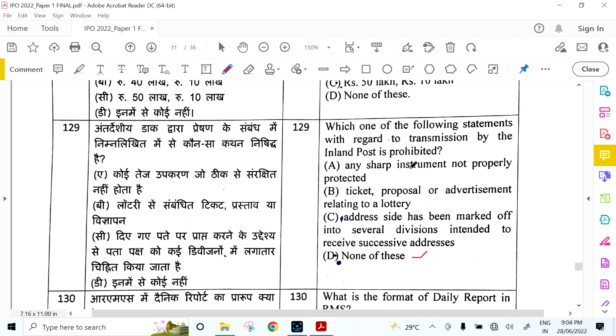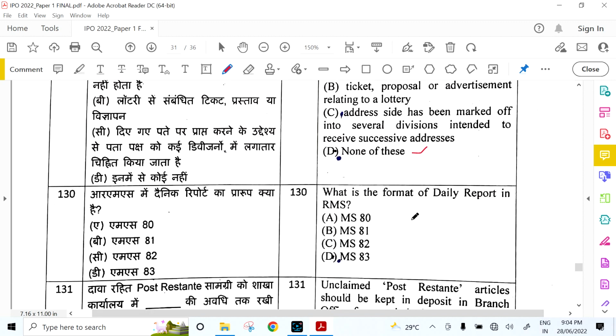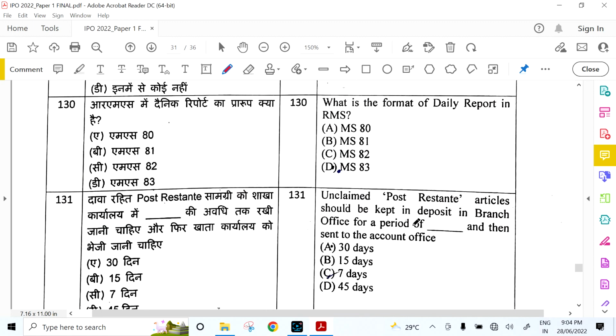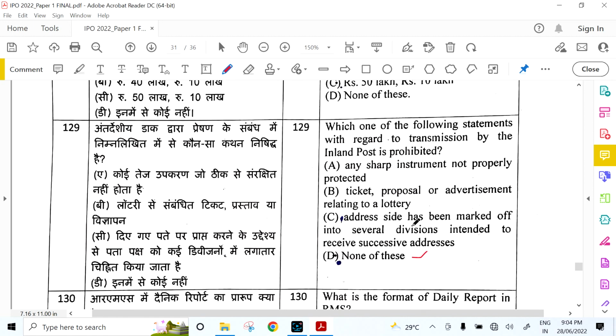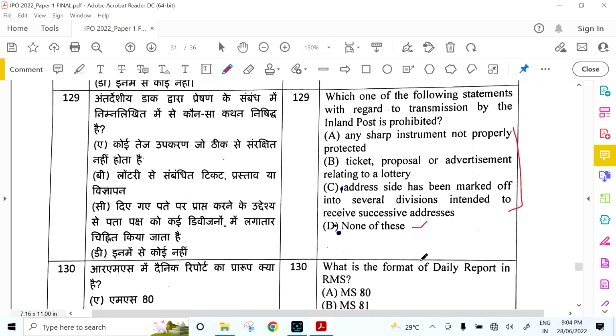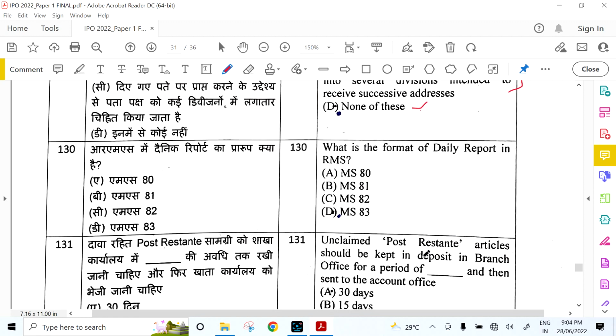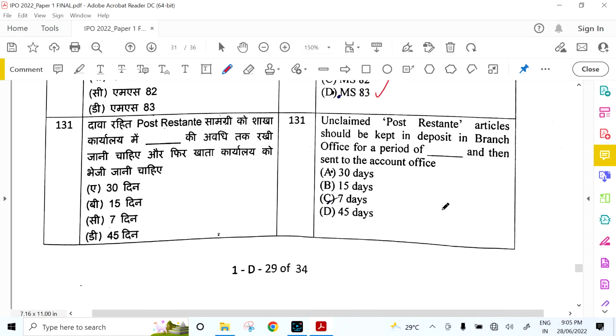Here, next question. Here, all of these are prohibited. So the answer is this one. What is the format of daily report in RMS? It is MS 83. Unclaimed postage receipt article should be kept in branch office for a period of dash and then sent to account office.